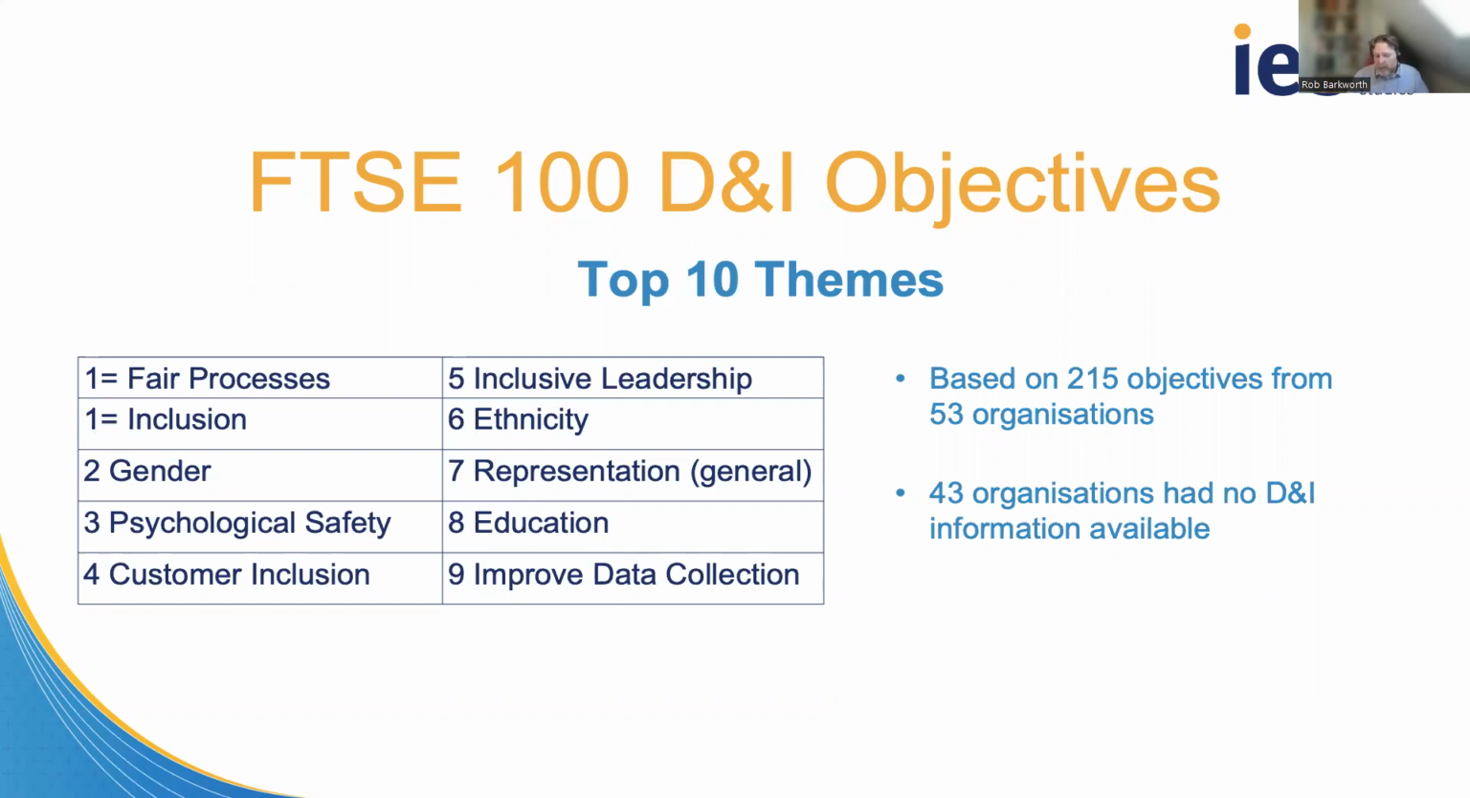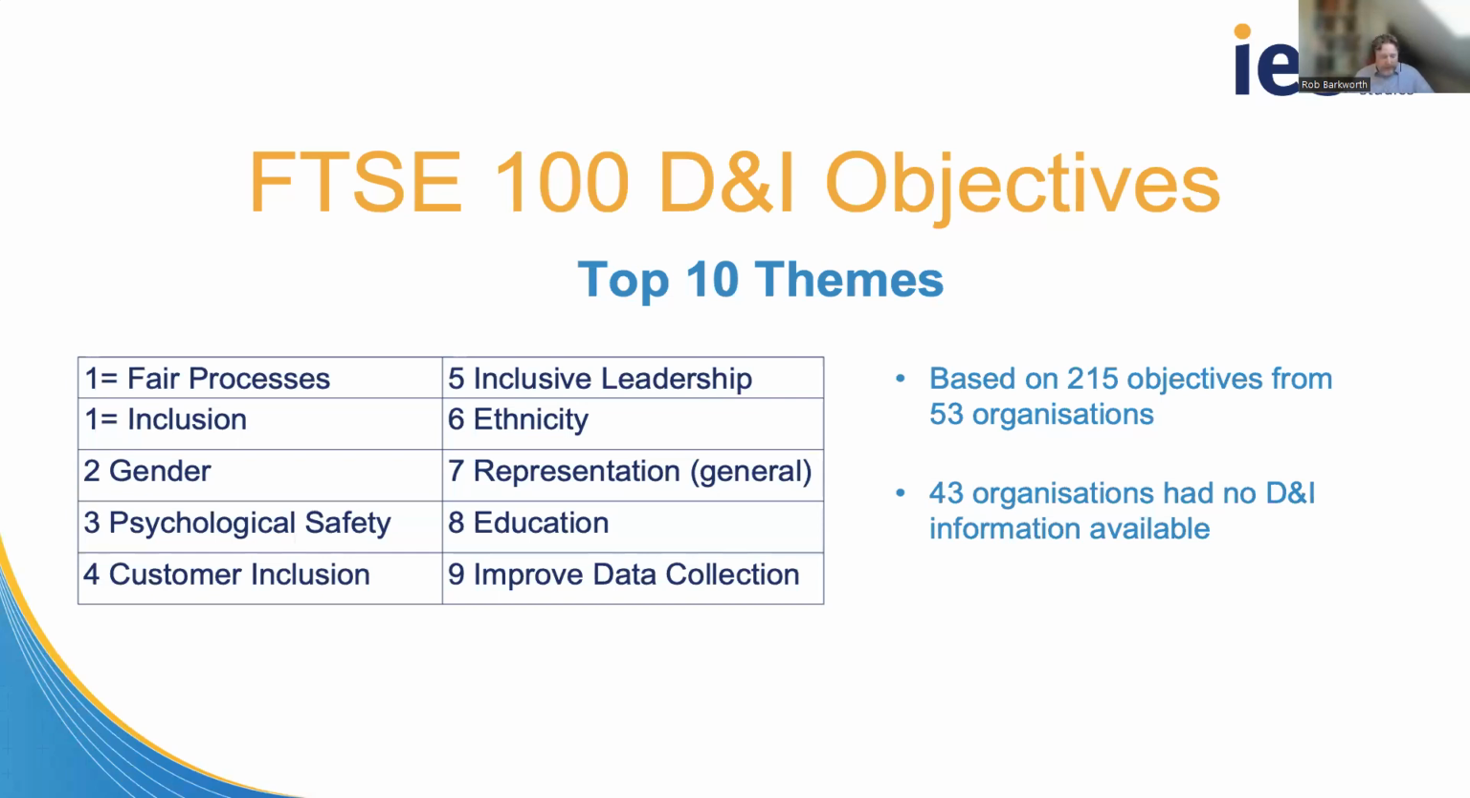For customer-facing organisations, and certainly that didn't include all of them in the FTSE 100, as you can imagine, they would have objectives about improving the experience for their diverse customers. So that again ranks quite high. To back up the inclusion theme, there was also a very strong focus on ensuring that leaders were trained to be inclusive in their leadership practices.